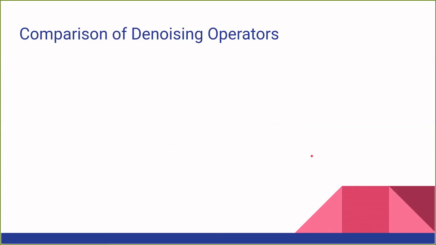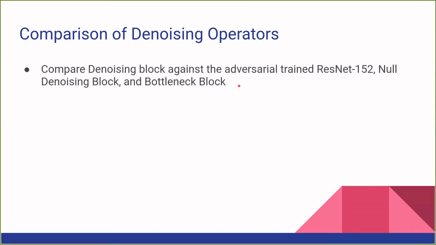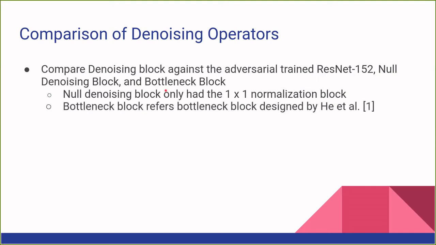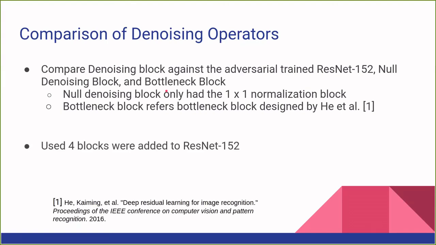And now we'll talk about the denoising operators again. So for the comparison of the denoising operators, they compared them against the adversarially trained ResNet 152 with no denoising block and a bottleneck block. So the no denoising block is just using the 1x1 convolution block, while the bottleneck block refers to the bottleneck block designed by He et al. And they use 4 blocks for ResNet 152.